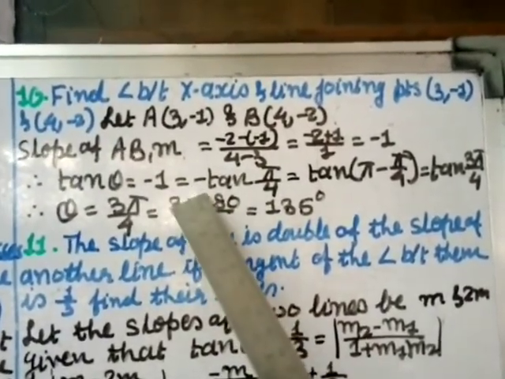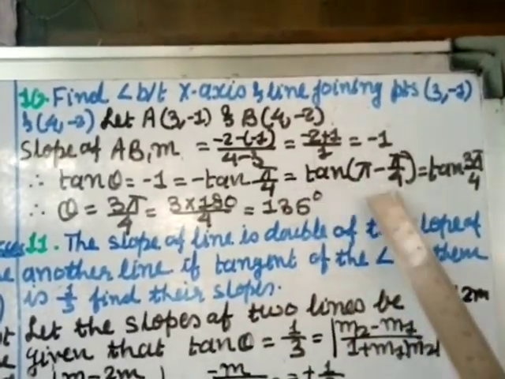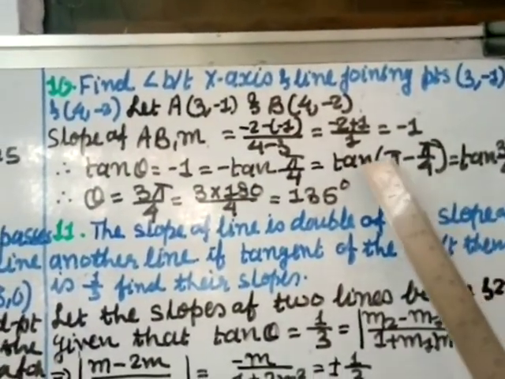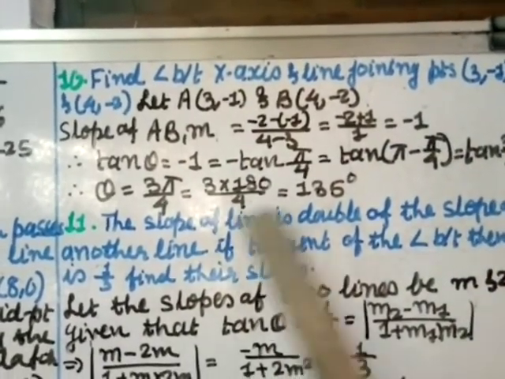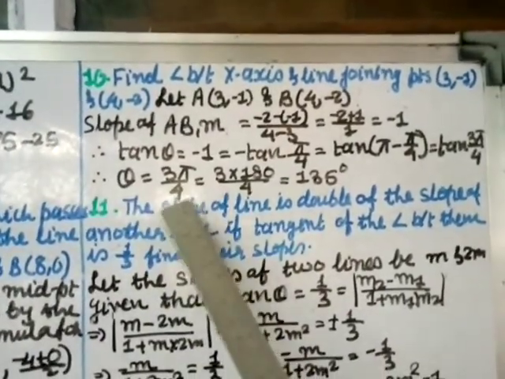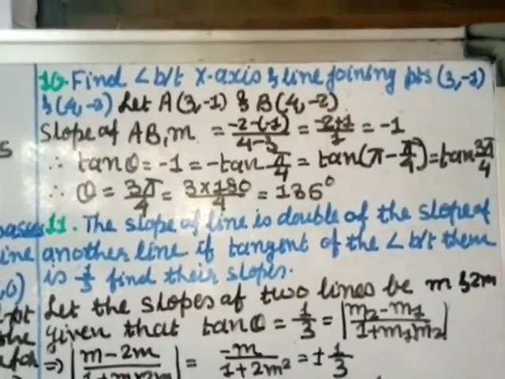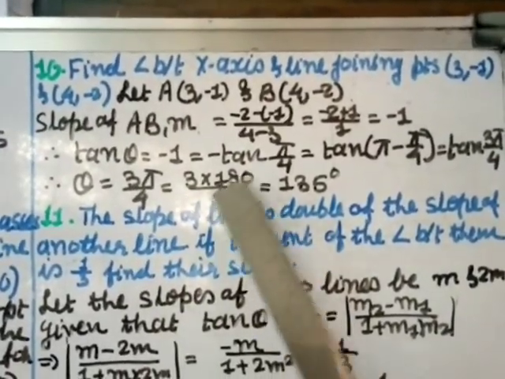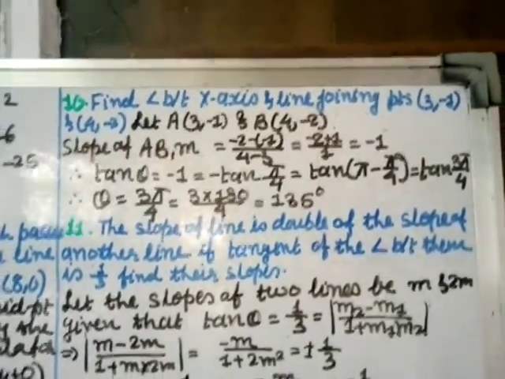So for this negative, if you want to cancel, you can write this as tan of pi minus pi by 4. Okay, take LCM. So 4 minus 1 gives you 3 pi by 4. So that means theta value is 3 pi by 4. So theta equals 3 pi by 4. This is in radians. Suppose you want to find it in degrees, then put the pi value as 180, and when you cancel, you get 135 degrees. So that is the solution for question number 10.